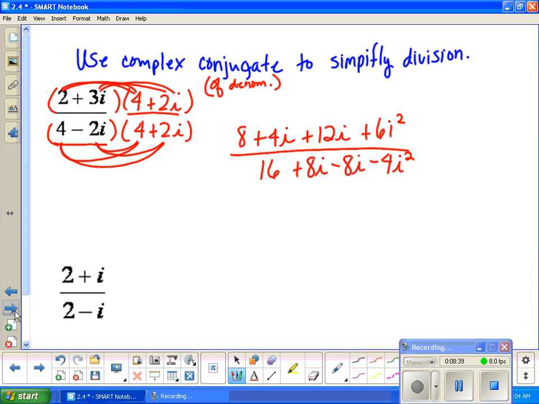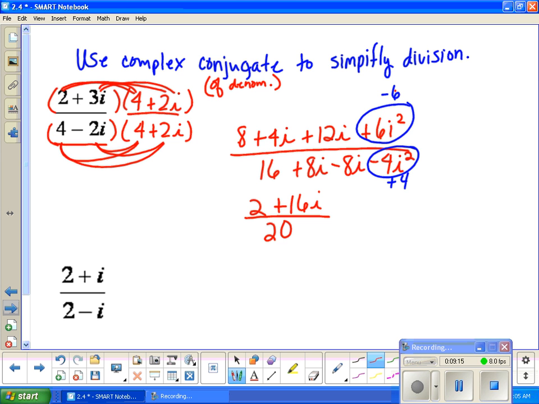All right, so now let's deal with it. Okay, the i squared we know is negative 1. So negative 1 times 6, negative 6. We know the i squared down here is negative 1. Negative 4 times negative 1, positive 4. All right, so let's add our reals. 8 minus 6, 2. 4 plus 12, 16 plus 4, 20. 8 minus 8, 0.